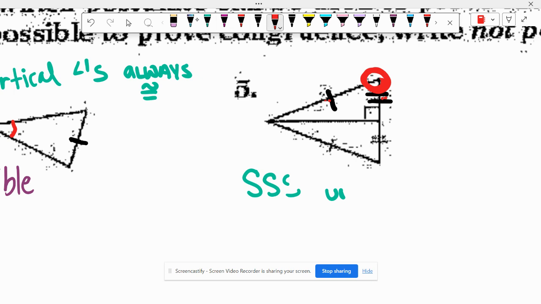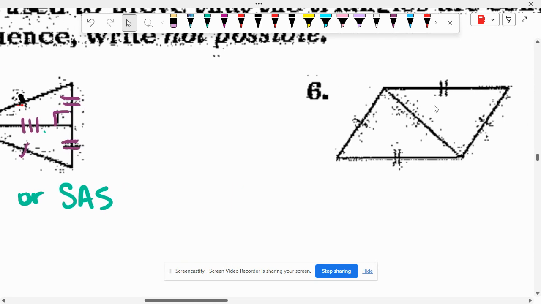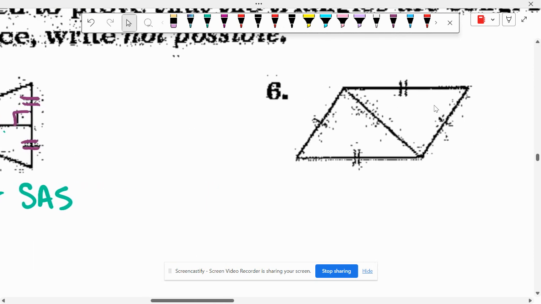Does that make sense? But once you realize that, wow, this is congruent to itself because it's a common side, then you could use side, angle, side. So it could be both of them as long as you realize that you have a common side. You have to realize that it's got a common side first. What about number 5? Do you have a common side? That's the first thing I would look at every time.